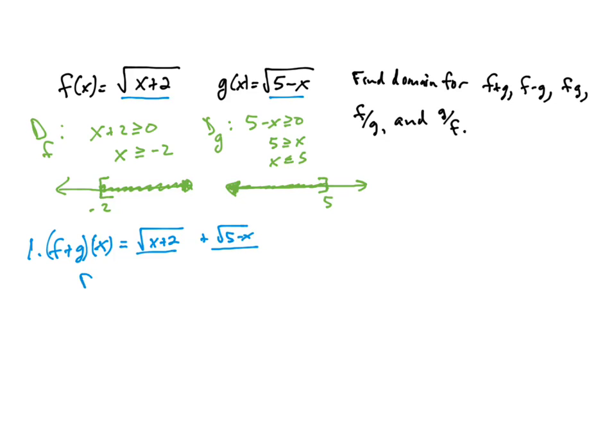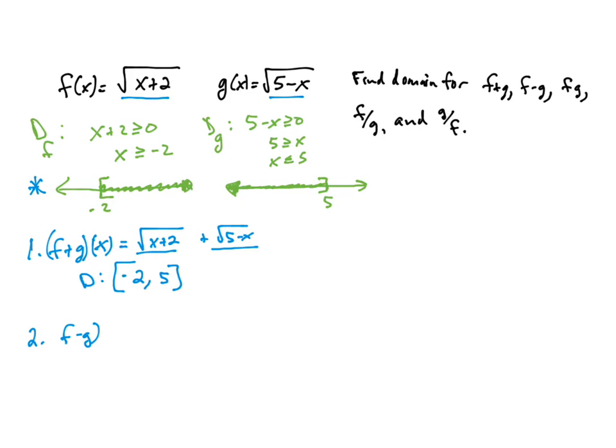So the domain here is going to be where these overlap. If we look up here, the values that are in each of these domains are going to be -2 up to 5, and we include those endpoints. So the domain of f plus g is from -2 to 5.